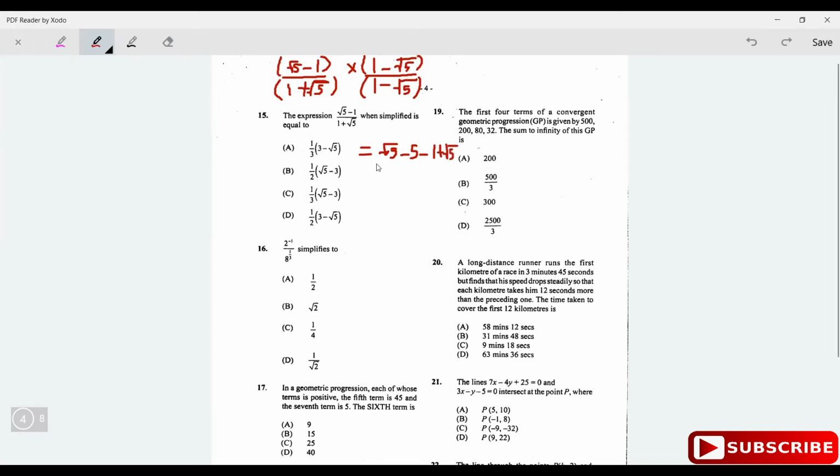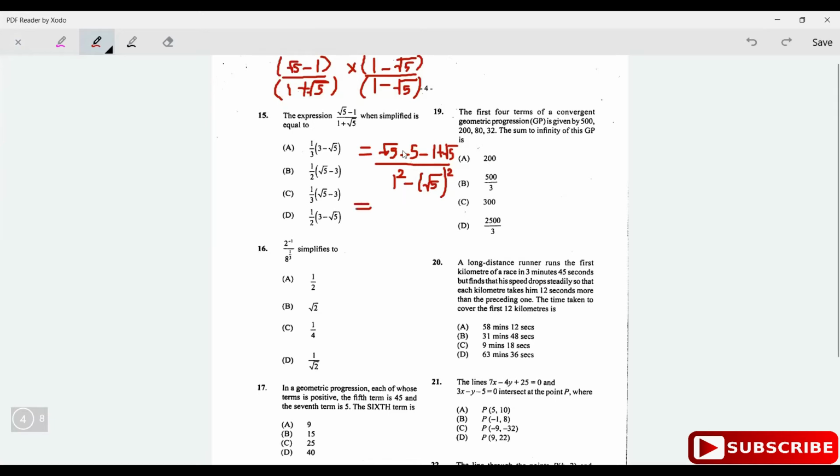Now in the denominator, you're going to get the difference of two squares. So you're going to get 1 squared minus root 5 squared. The denominator becomes the difference of two squares. That's what happens when you multiply a plus b times a minus b.